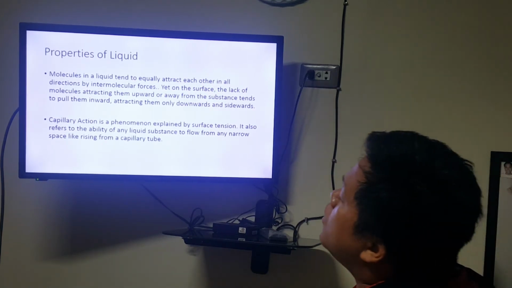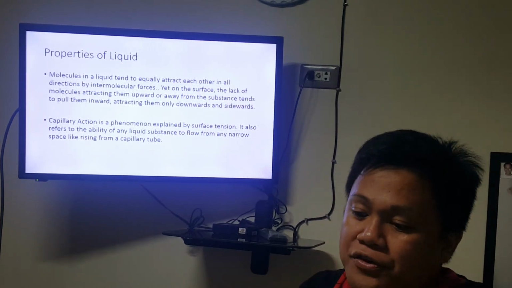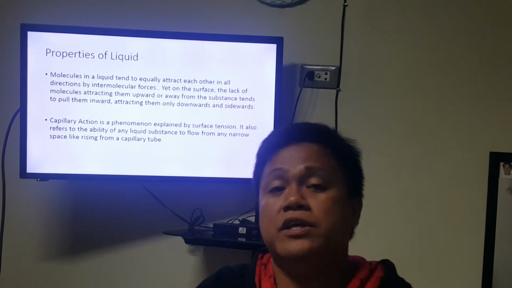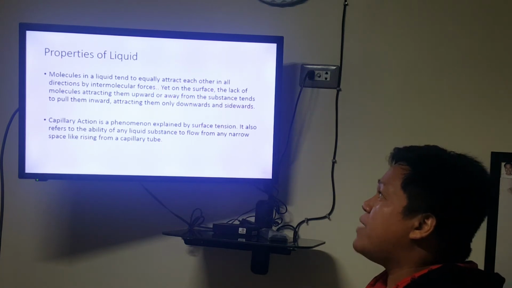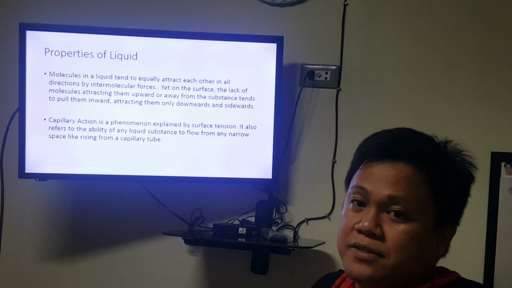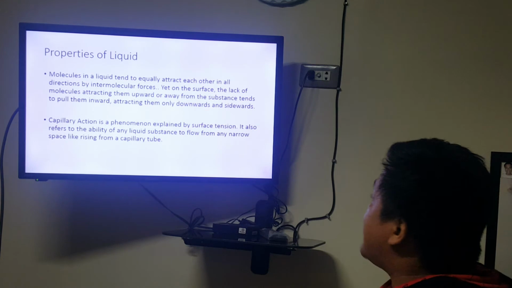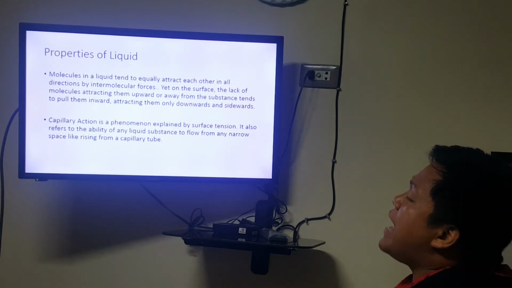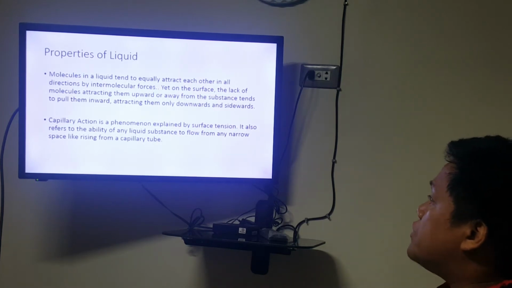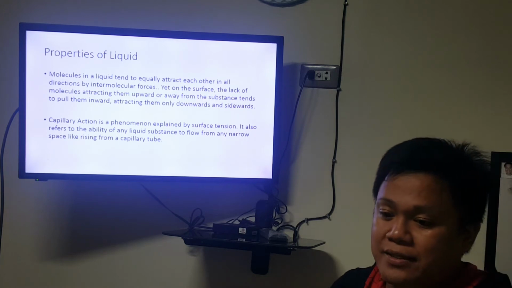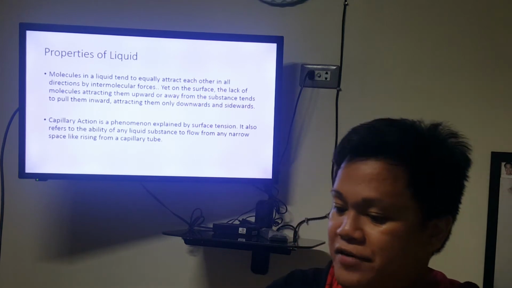Properties of liquid. Molecules in a liquid tend to attract each other equally in all directions by intermolecular forces. Yet, on the surface, the lack of molecules attracting them upward tends to pull them inward, attracting them only downwards and sidewards. Capillary action is a phenomenon explained by surface tension. It refers to the ability of a liquid to flow in a narrow space, like rising in a capillary tube.